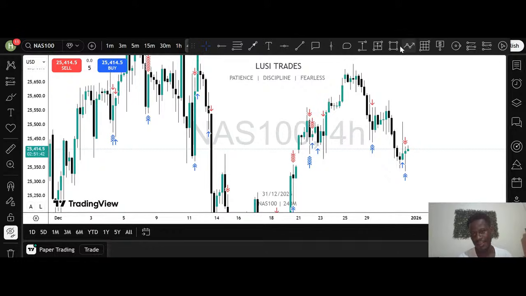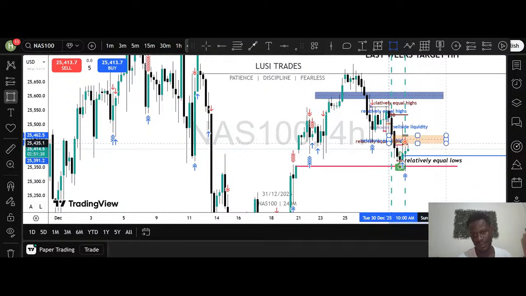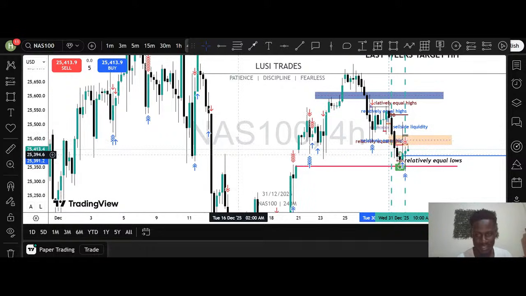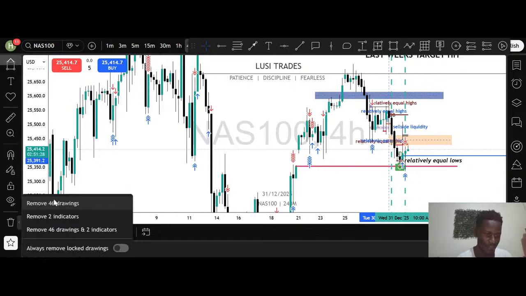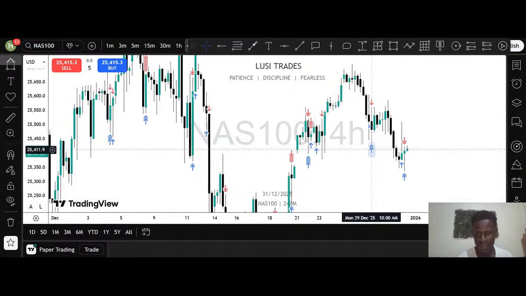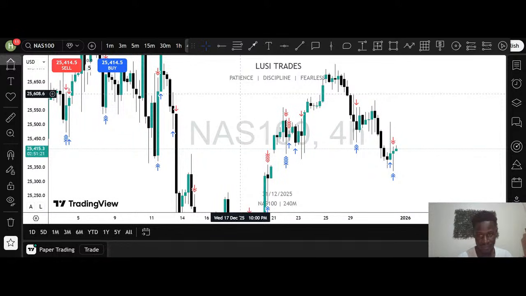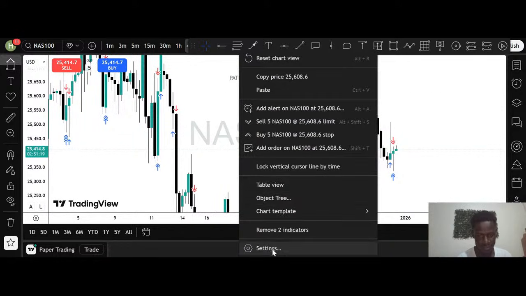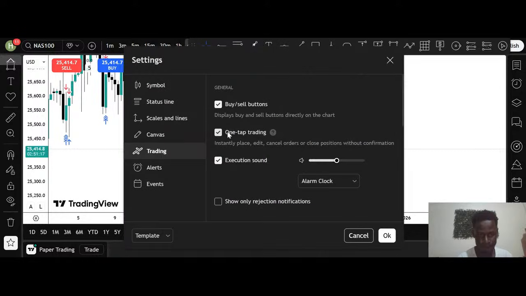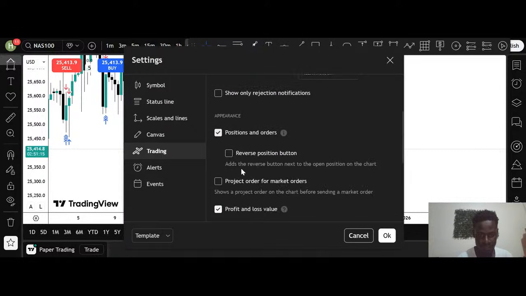So if you draw this, if you draw for that, I'm having too many things on my chart. So let me just delete everything and then start afresh. So with this, let me remove the executions also.